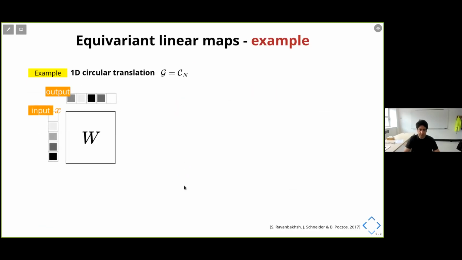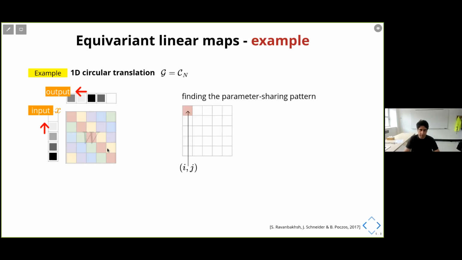Okay, so let's see an example. If we have the input X, that is this sequence, and we translate the input, we want the output to be translated. So the group is the cyclic group of order n. So we want the translations to result in translations. And this means that the parameter matrix W should have this type of parameter sharing in it. And the way to actually construct this parameter sharing is very simple. You start with one element of this matrix and see the orbit of this element as we apply each group member to the input and output.